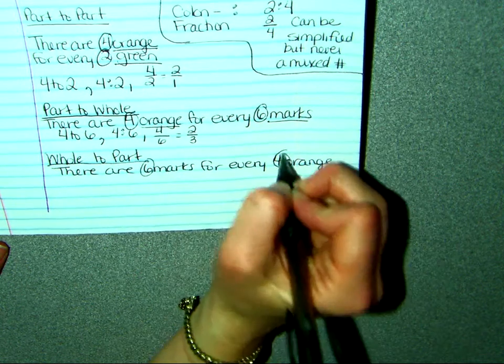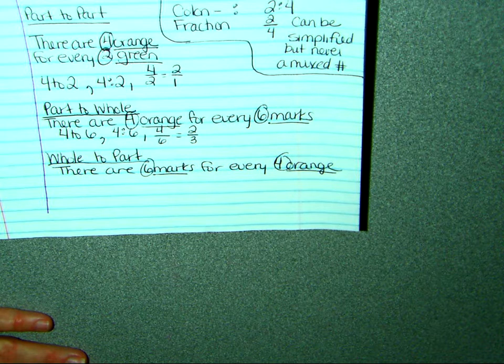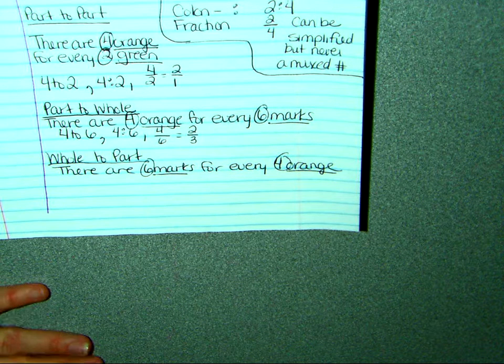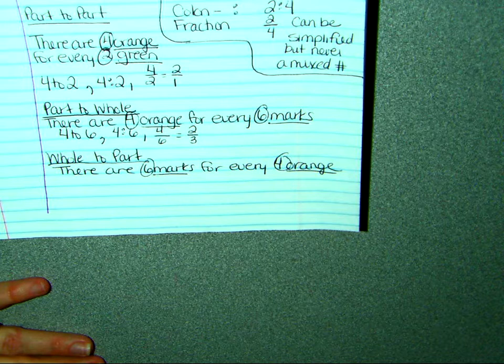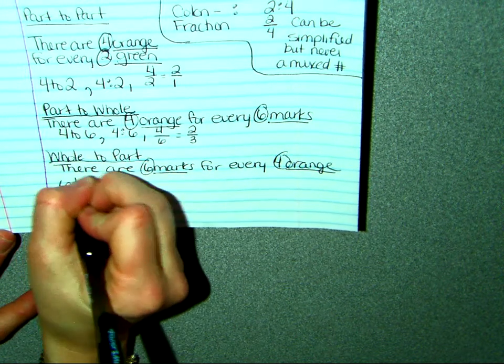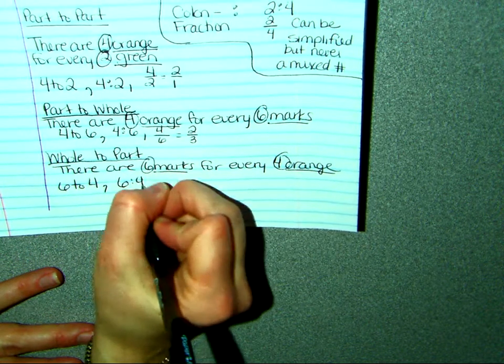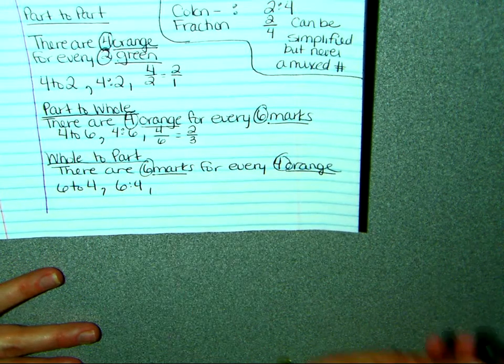Now, remember, we could have compared 2. We could have done 2 green. It's really up to us, however we want to do it. And can somebody tell me the 3 other ways we can write those ratios? Jonah? 6 to 4. Okay, 6 to 4. Good. 6:4. And 6/4.